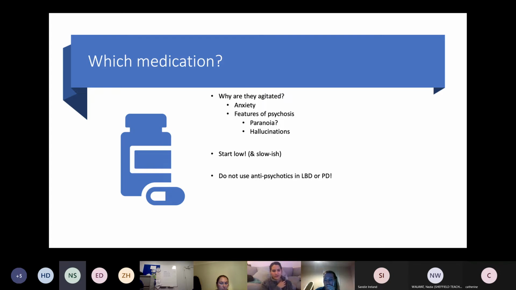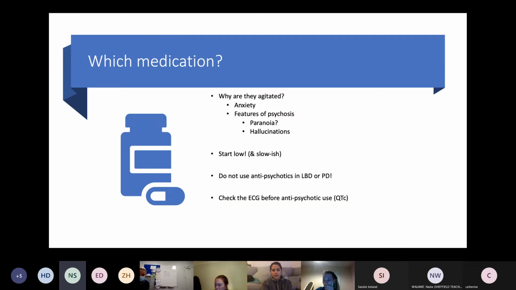Please don't use antipsychotics in Lewy body dementia or Parkinson's disease. Otherwise, Chelsea Doughty, one of the regs, will come and find you and hunt you down. They cause, obviously, exacerbation of the extrapyramidal signs, and can really cause people to then have a really prolonged length of stay, and it's really detrimental to their health and their care.